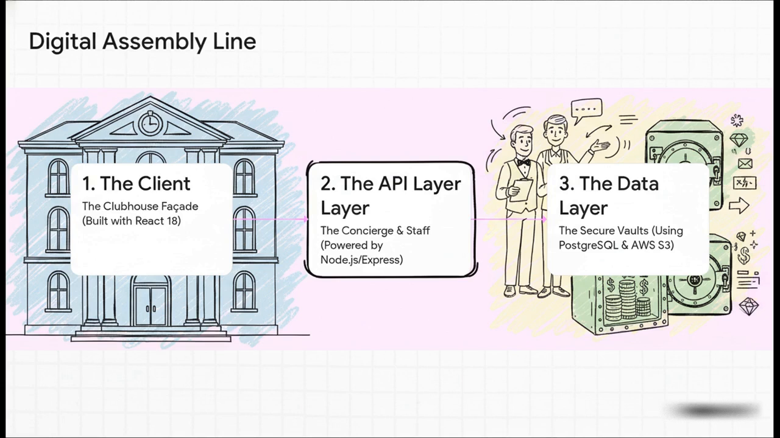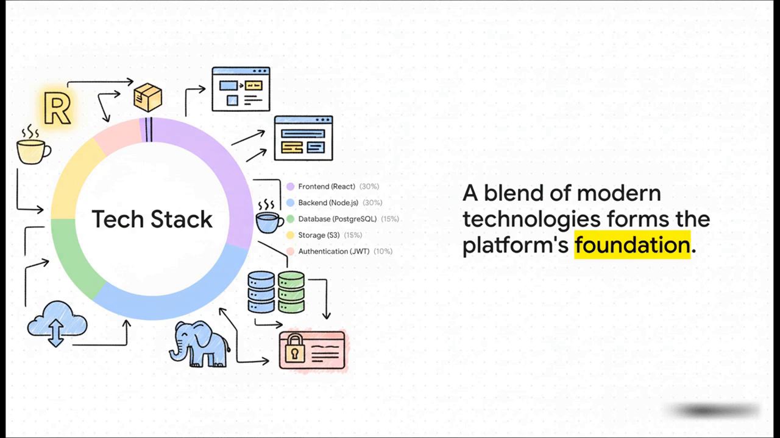Then, when you ask for something like, hey, can I see that premium post? You're talking to the API layer. This is the club's concierge and staff, running around making things happen, all powered by Node.js. And way in the back behind everything, that's the data layer. These are the secure vaults where all the member info and exclusive tools are kept locked up tight. And here's a quick look at that whole tech stack. It's a really modern setup, and every single piece has its job.